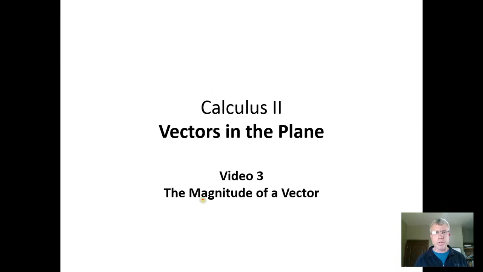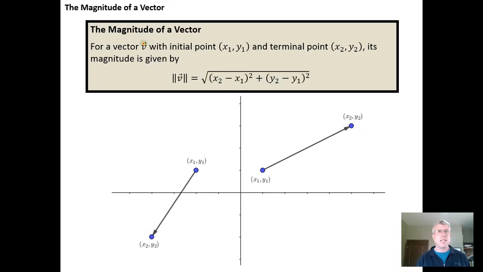So in this video we're going to go ahead and calculate the magnitude, or the length, of a vector in component form. The idea is if we have a vector with an initial point (x1, y1) and a terminal point (x2, y2), we can calculate the length of the vector, or the magnitude of the vector, which is denoted using these vertical bars. These vertical bars mean the size of v.